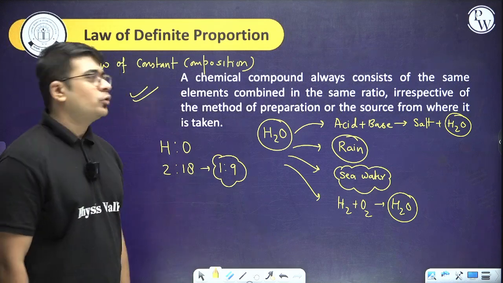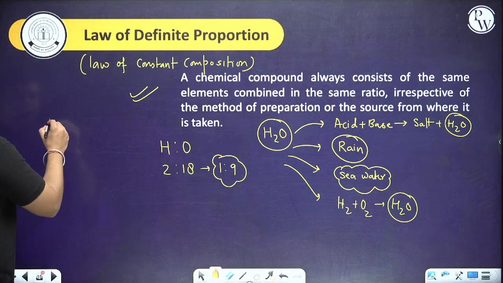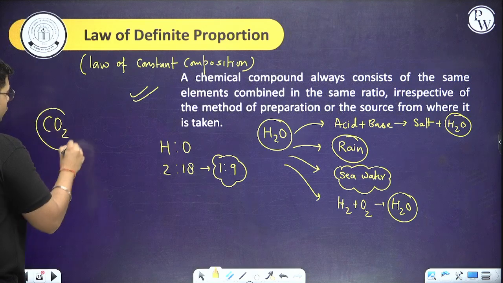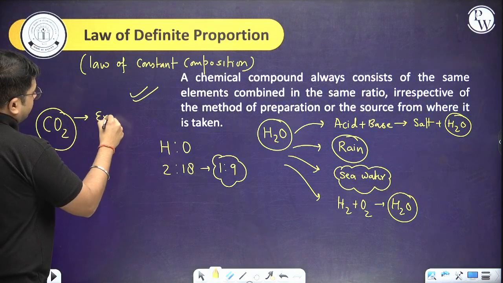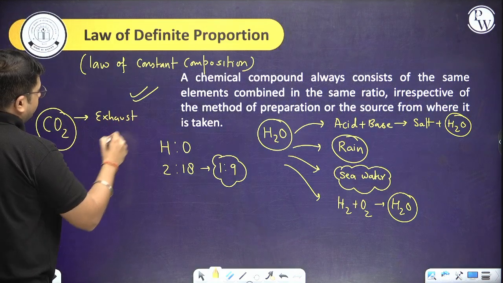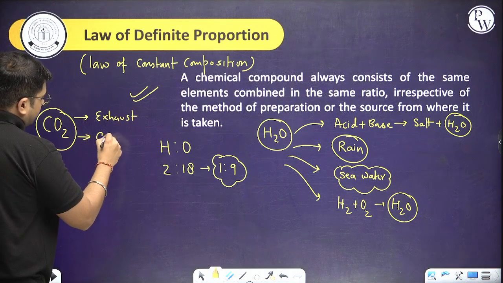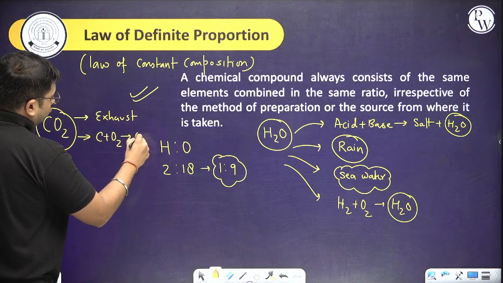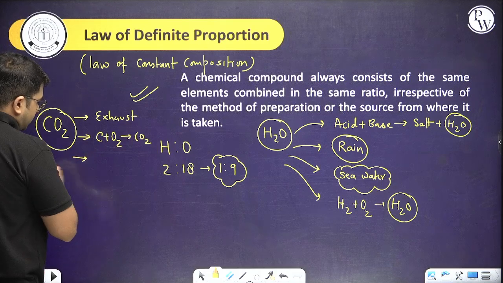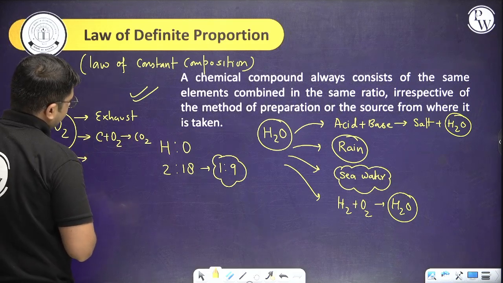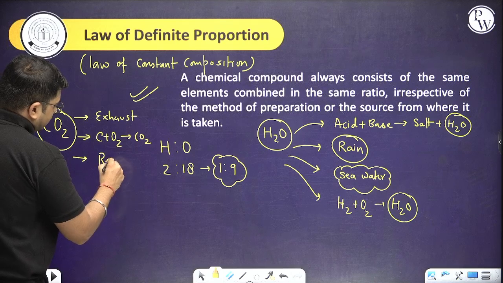You can take the example of CO2 also. There are enormous compounds. So in case of CO2, we have the exhaust of vehicles. We can burn coal to form CO2. This particular part is involved in respiration.